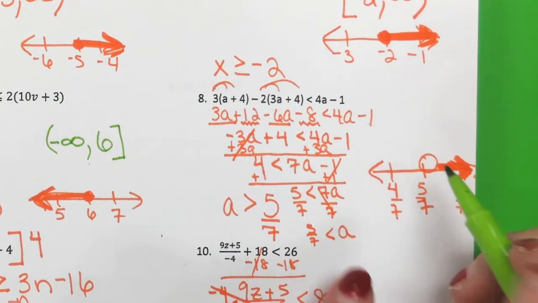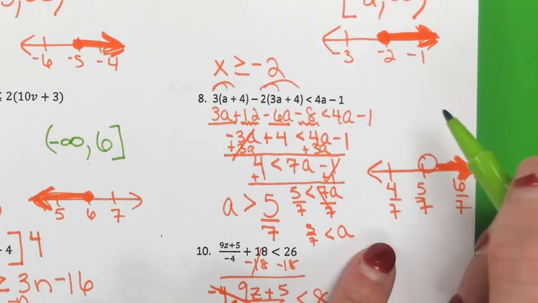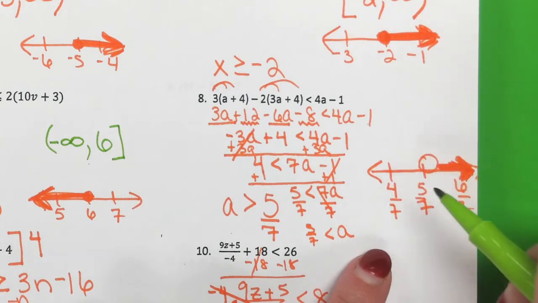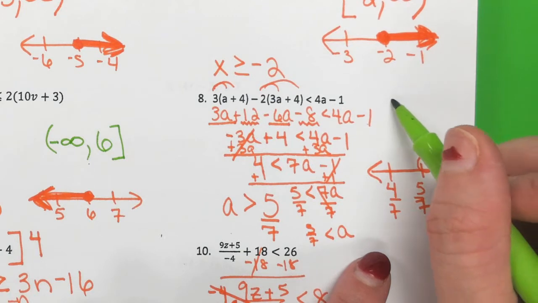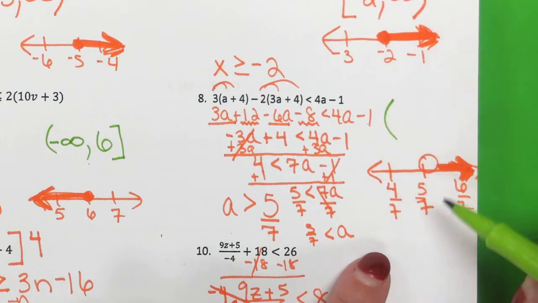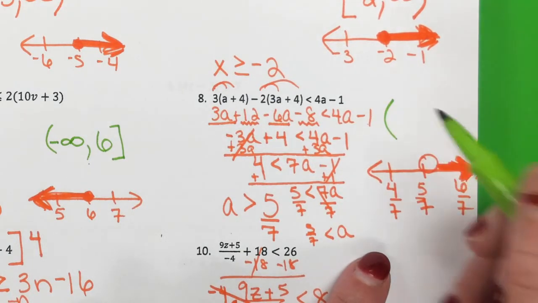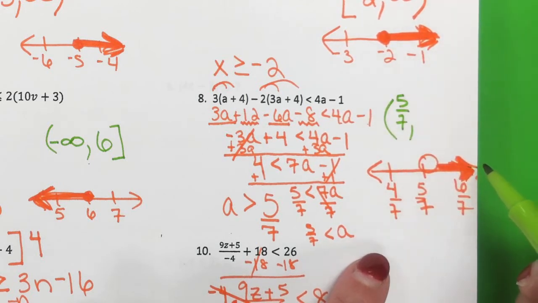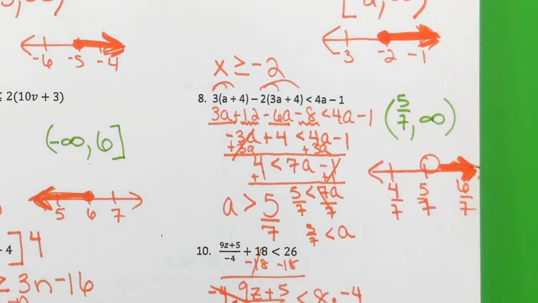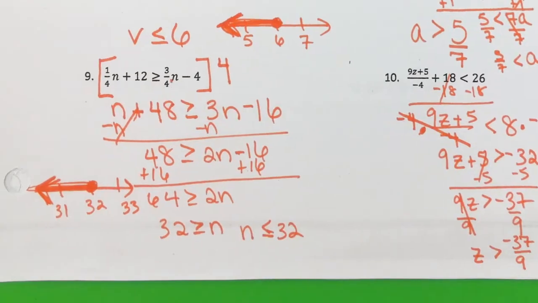All right, then number 8. What about the left-hand side on this one? It's open, so it gets what? Parentheses, yep. What's the left-hand number? 5/7. And then where does this one go to the right? And infinities always get the parentheses. There you go.